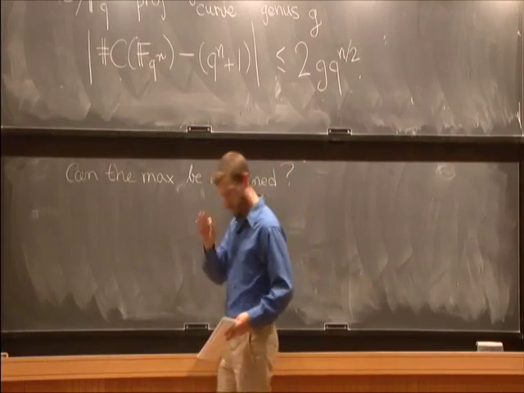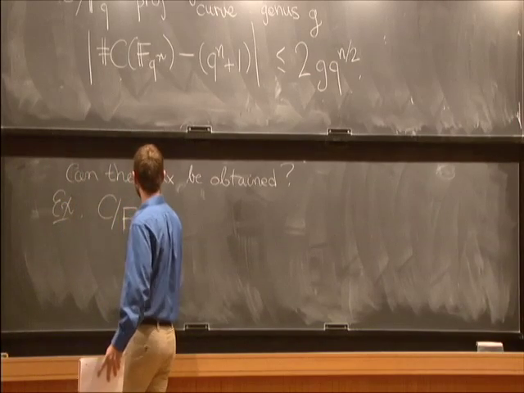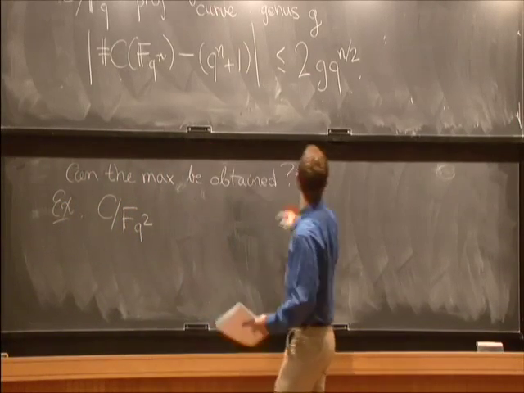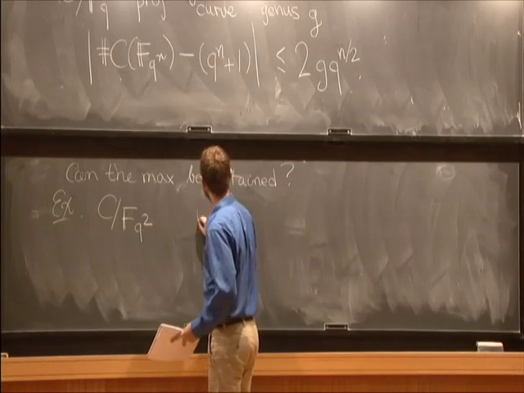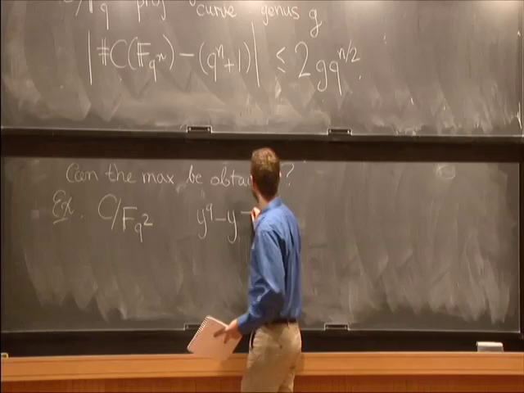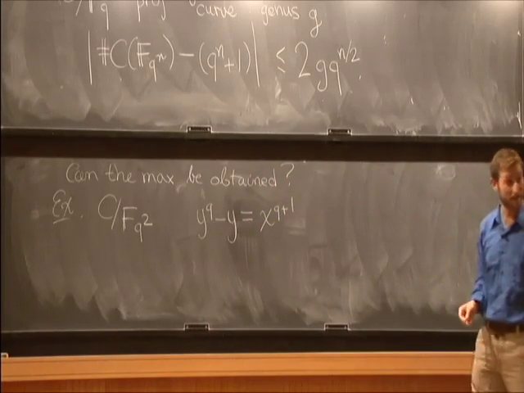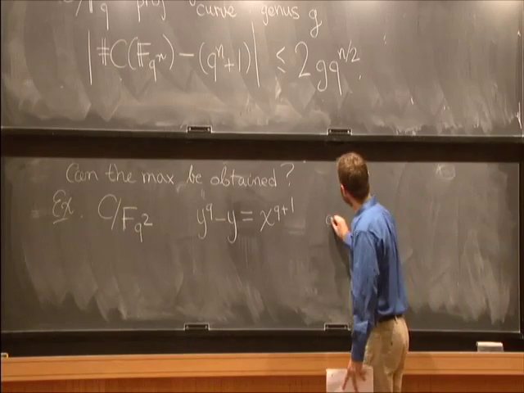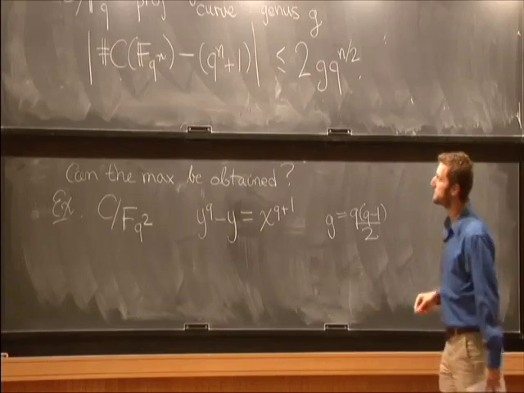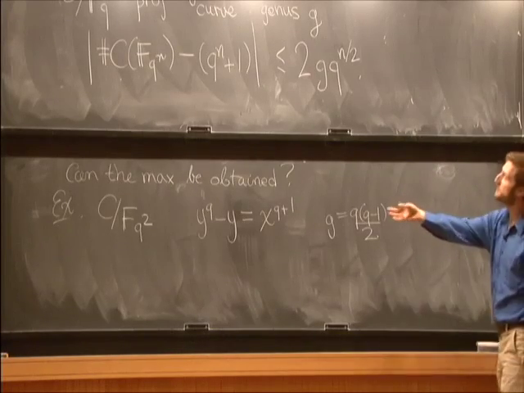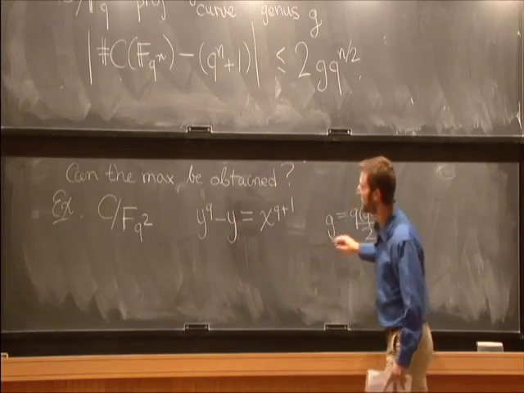And I'll just throw out a few of my favorite examples of this phenomenon. You can see why q should really be a square for this. If you want to obtain this maximum, how about this curve: y^q - y = x^(q+1)? The projective curve with this affine equation. Here the genus is q(q-1)/2, it's a simple calculation. And this is maximal, but relative to the field F_{q^2}. It's an exercise you can check.